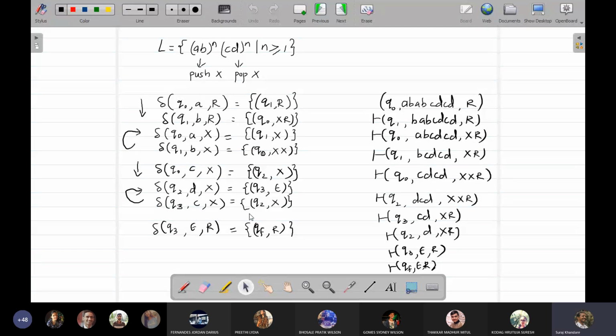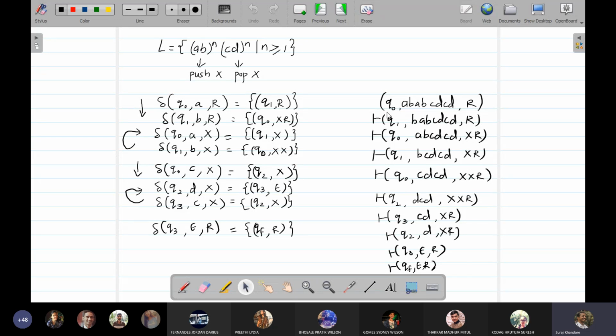Whenever we are solving problems, Q2, Q3, Q3, Q2, this change of states will happen for CD. And here Q0, Q1, Q1, Q0, this will happen for AB. So in Q3, when we get epsilon and stack top is R, we go to the final state QF and R is kept as it is.